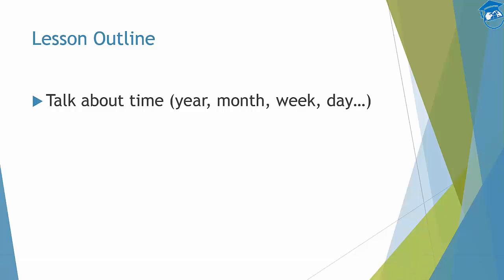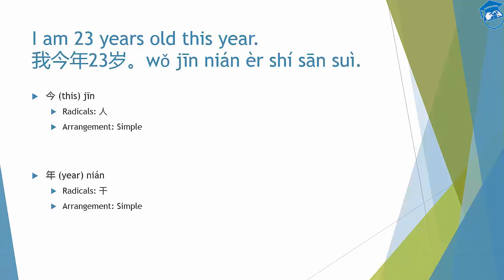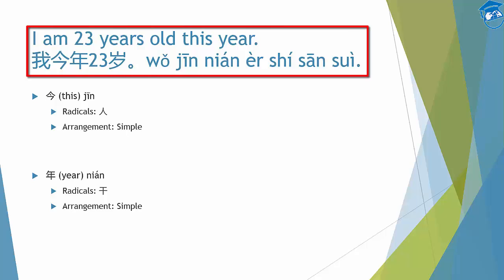So let's get started. The first sample sentence I want to teach you is, I am 23 years old this year. I know in English you'd say I am 23 years old, but in Mandarin we will always have to say this year. So I'm just adding it there. In Mandarin it is 我今年23岁.